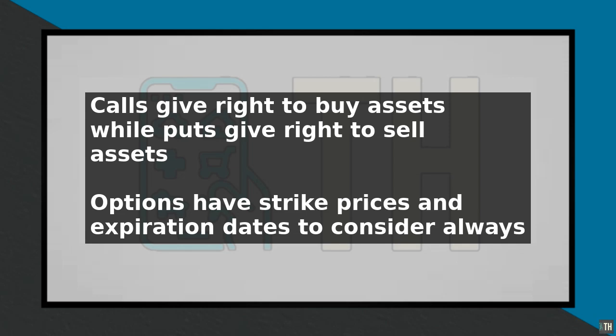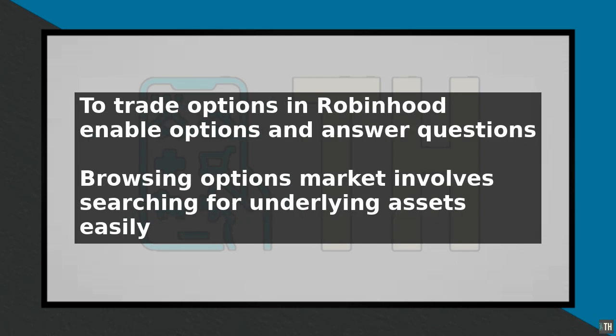When selecting an option, you need to consider several factors, including the strike price, expiration date, and premium. The premium is the price you pay for the option, and it is determined by the market. You also need to consider the type of option, whether it is a call or put, and the underlying asset.